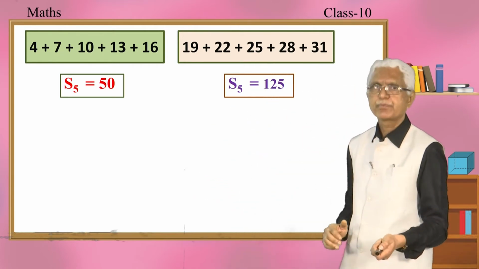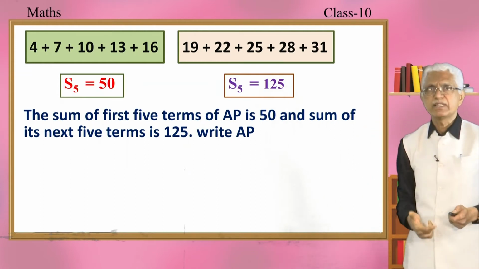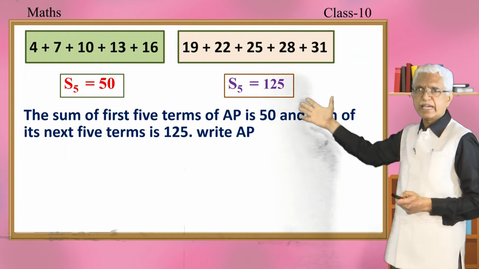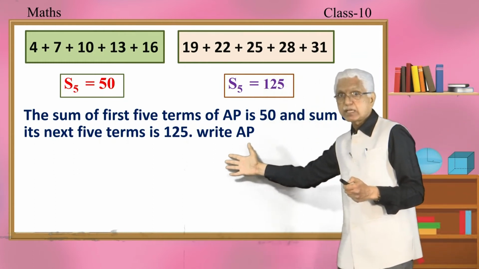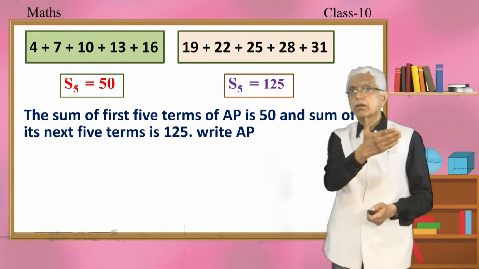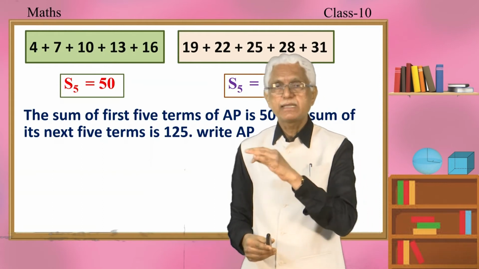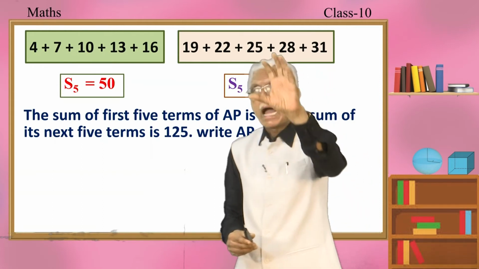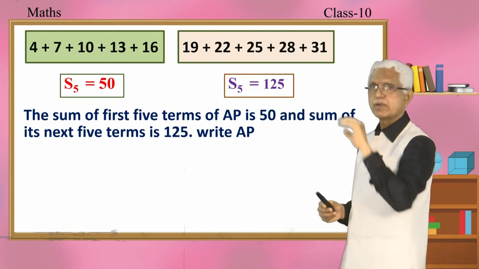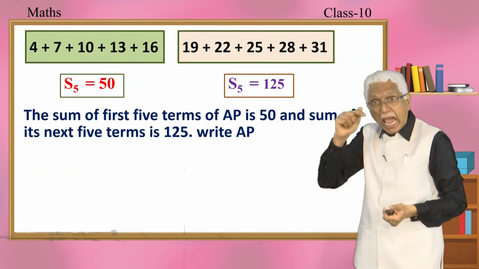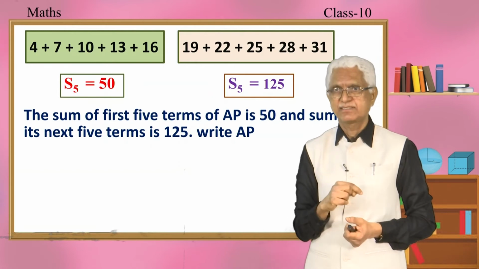Please watch. Now, we will construct a problem out of this. The sum of the first 5 terms of an AP is 50 and the sum of the next 5 terms is 125. Write the AP. You understood? You have to write the AP. This is the problem. I showed you the sum is 50 and the sum is 125. Now, having given you the sum, how will you find the AP is the question, correct?